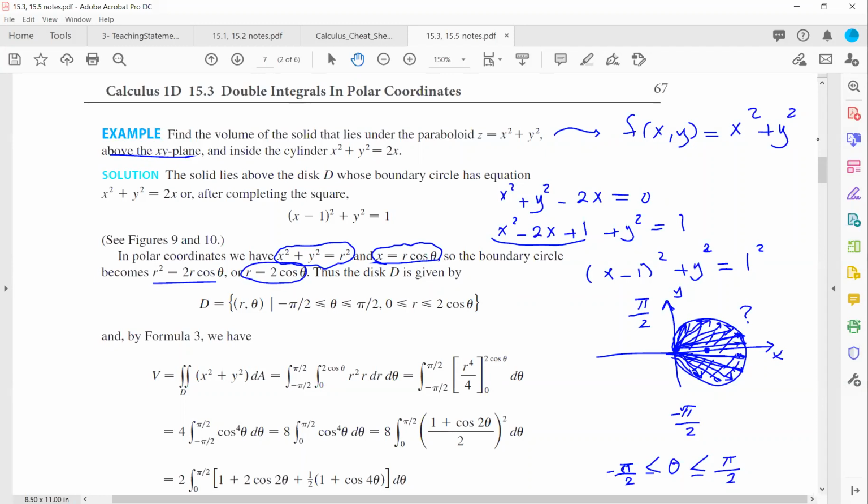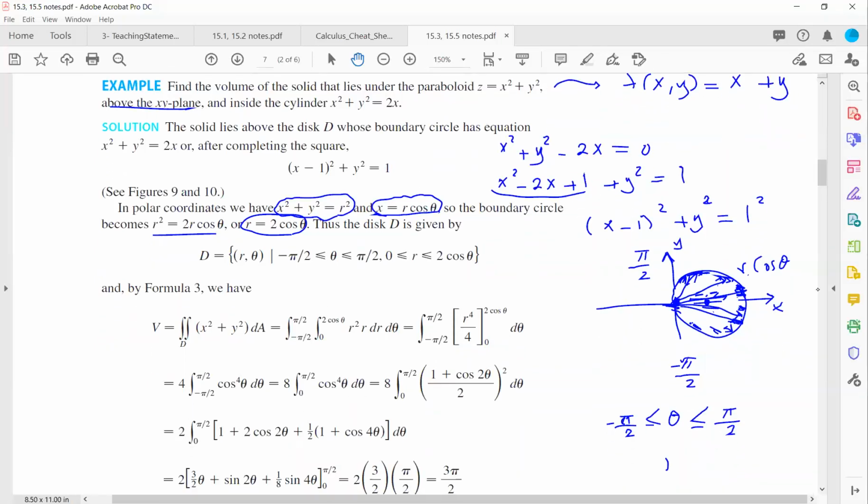This curve here is r equals 2 cosine theta. So your r is changing between 0 and 2 cosine theta. r ranges between 0 and 2 cosine theta.